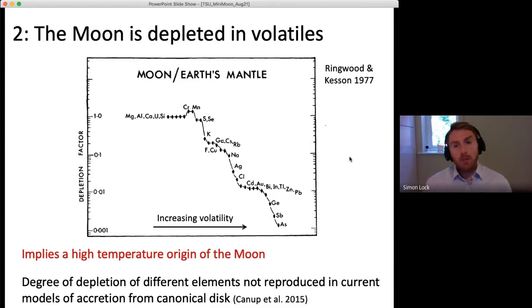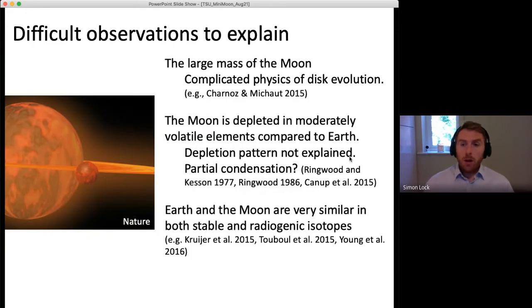But the degree of this depletion is not really consistent with what we observe from the canonical impact. There's been a wonderful attempt by Robin Canup in 2015 to tie the conditions of moon formation to the bulk elemental composition of the Moon, but that doesn't really work in the canonical model as far as we understand it. So that's two.